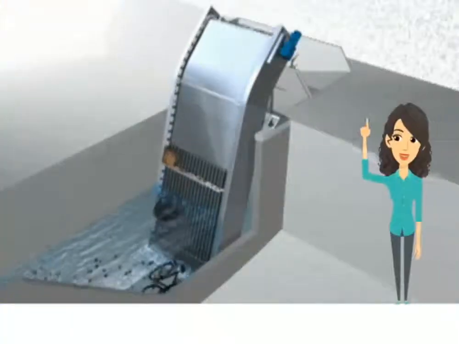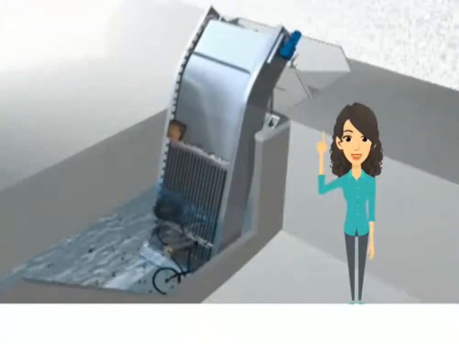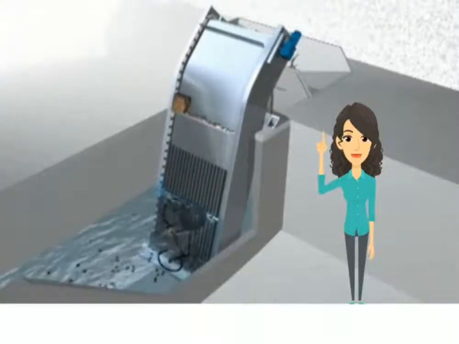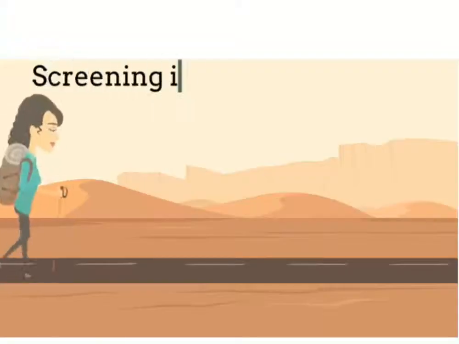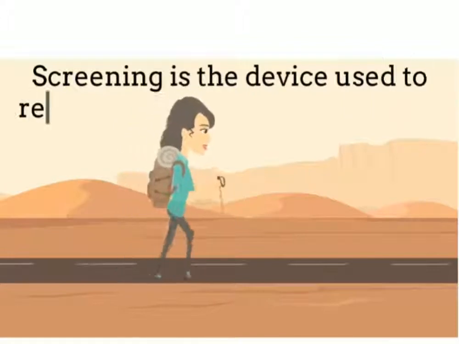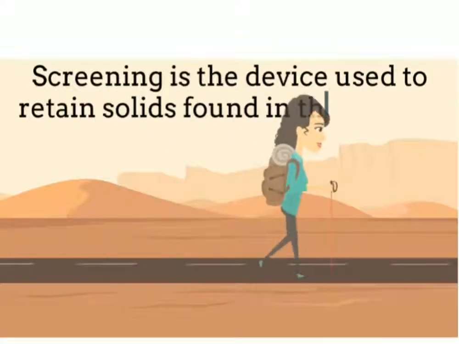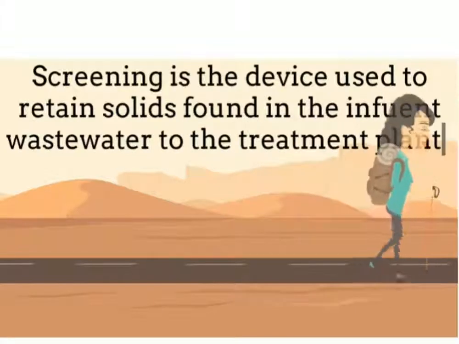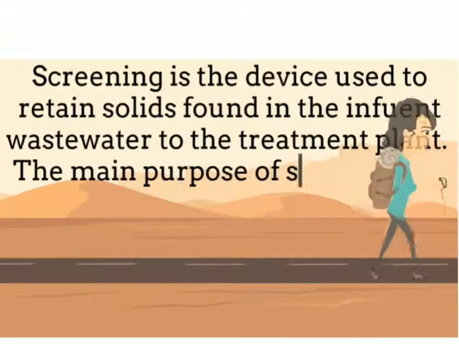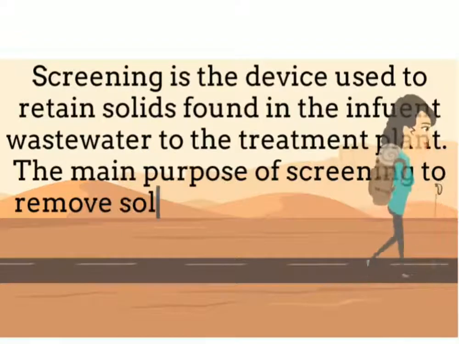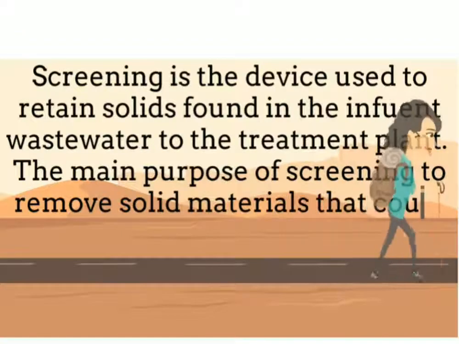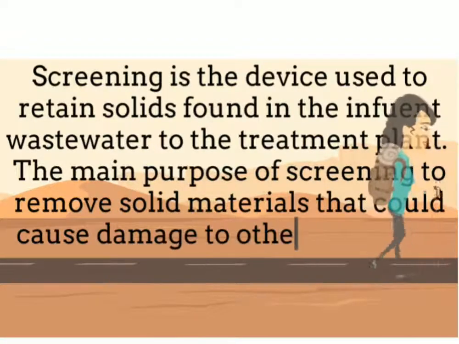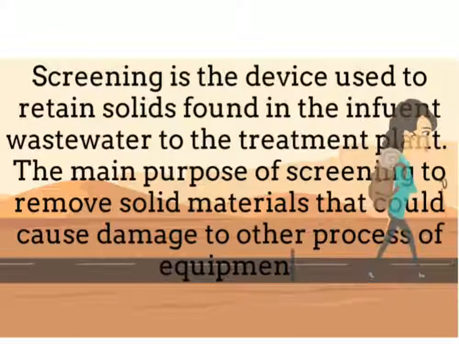The treatment steps are here. This is the screening process shown here. Wastewater screening is the first unit operation in all wastewater treatment plants. A screen is the device used to retain solids found in the influent wastewater to the treatment plant. The main purpose of screening is to remove solid materials that could cause damage to other process equipment.